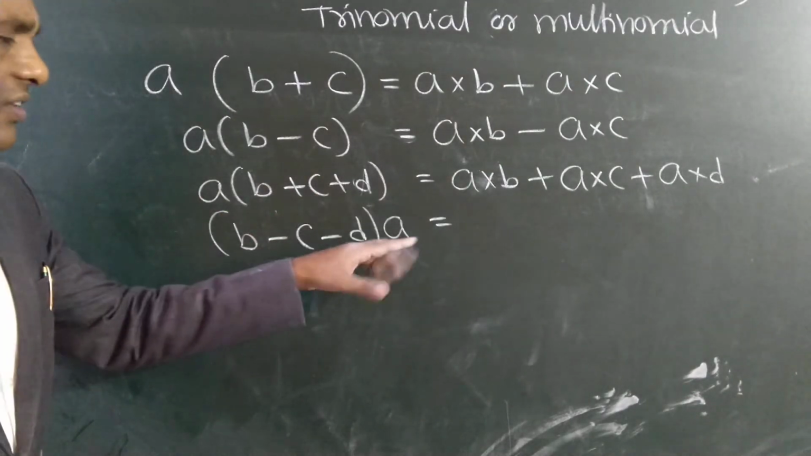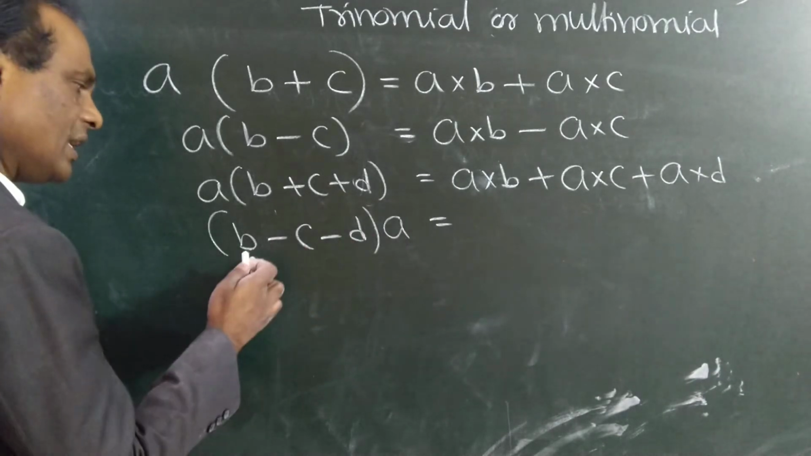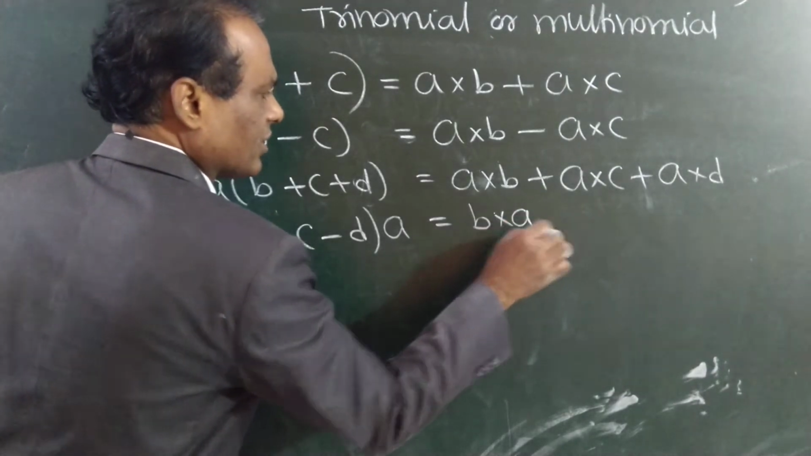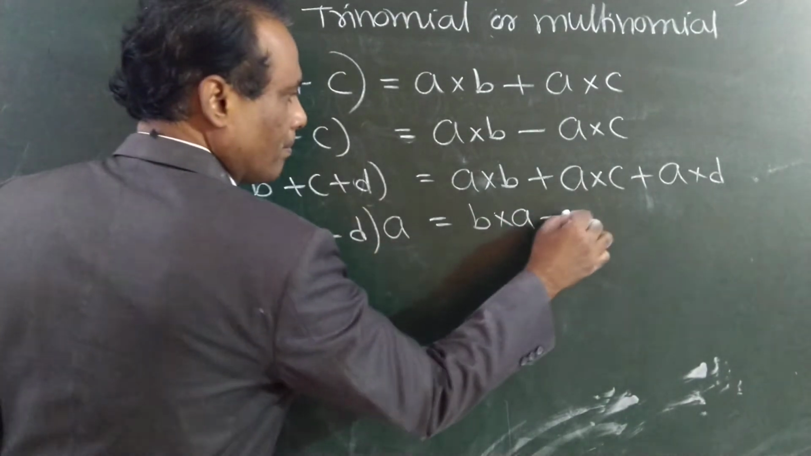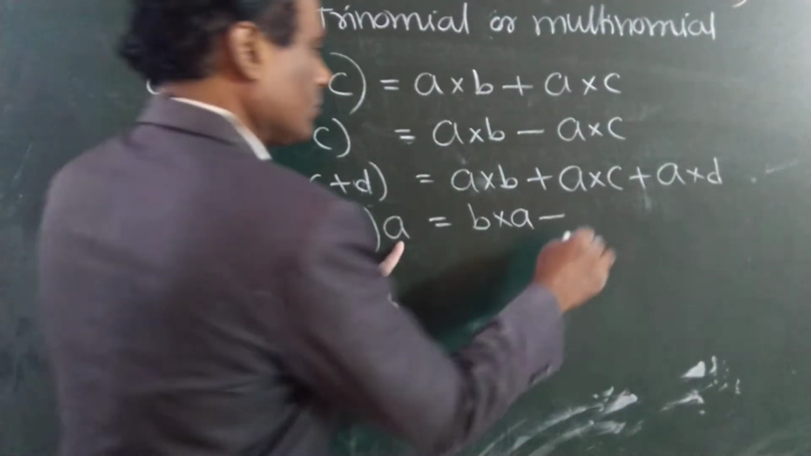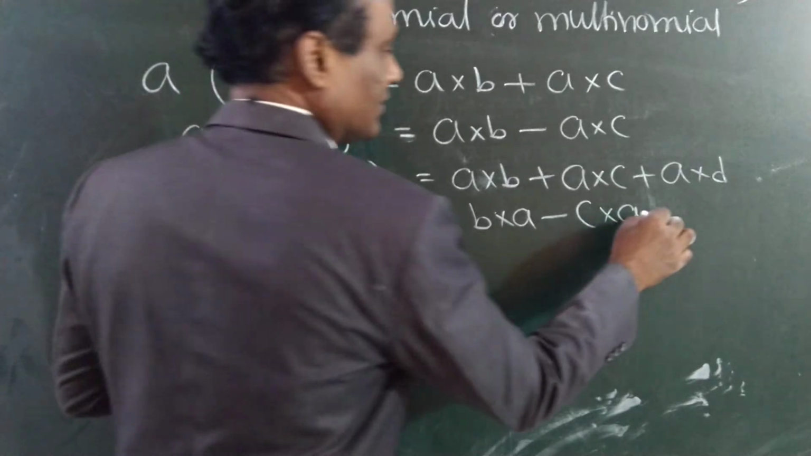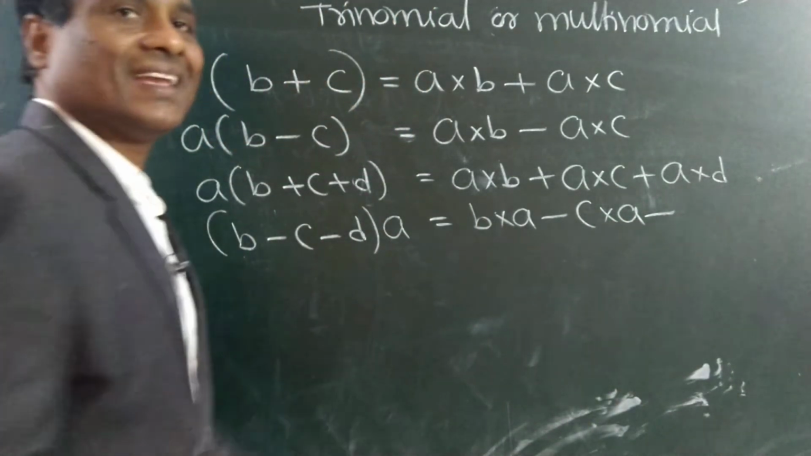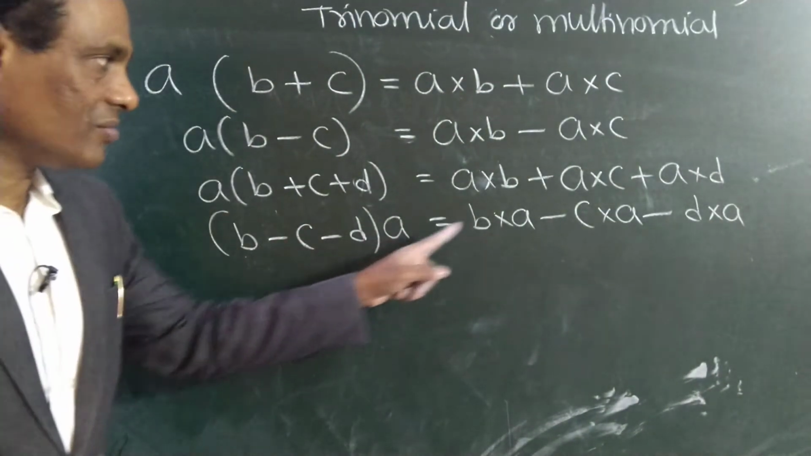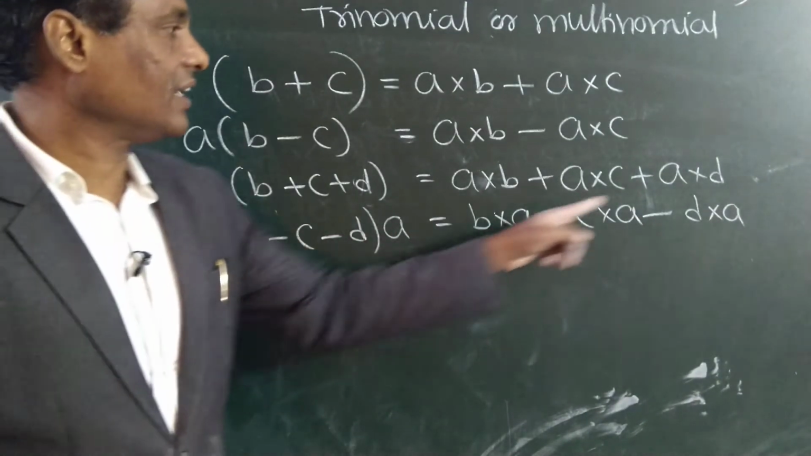A is this side or this side, both are same. Now, A into B. A into B is AB or BA. Anyway you can write. A into B, that is B into A, BA. Minus B into A, minus C into A, minus D into A.